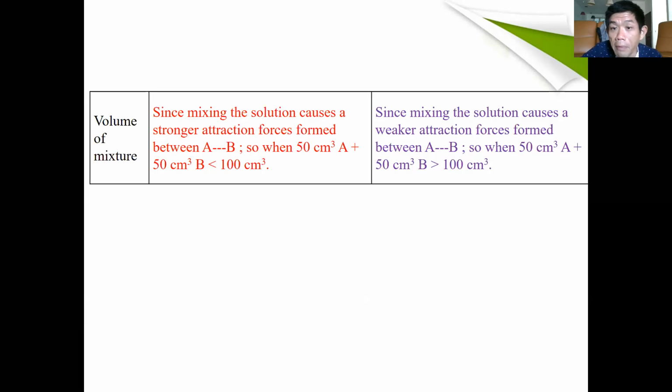Conversely, if it is a positive deviation, because you have weaker intermolecular forces, they slightly repel each other. Therefore, when you mix 50 centimeter cube of A with 50 centimeter cube of B, the volume of the mixture will be greater than 100 centimeter cube.